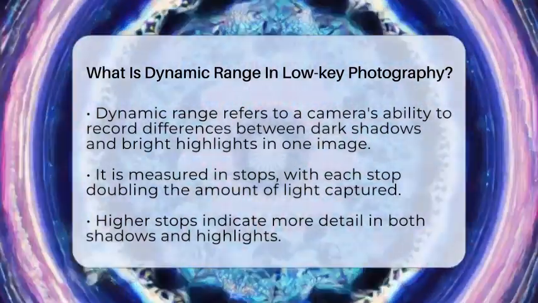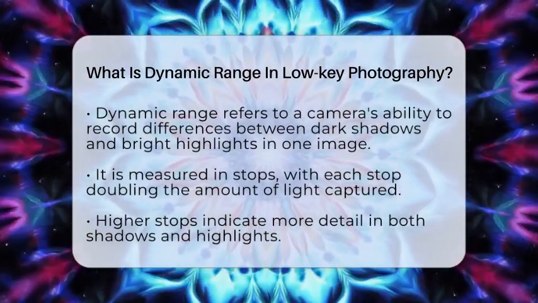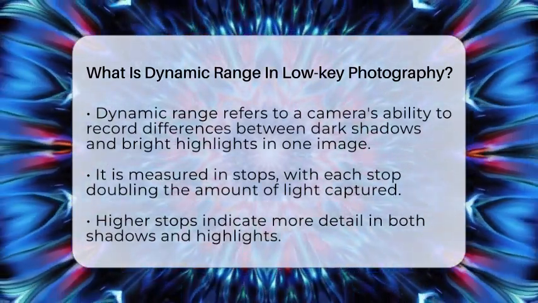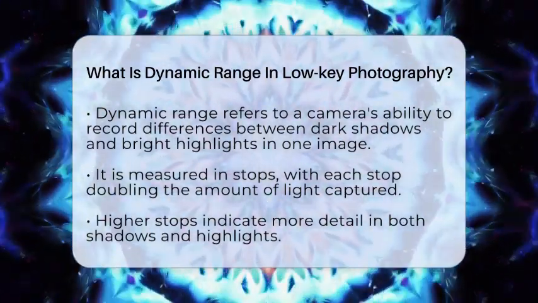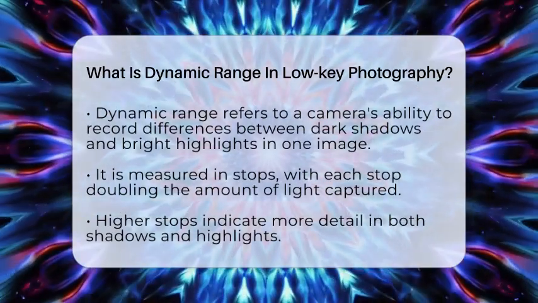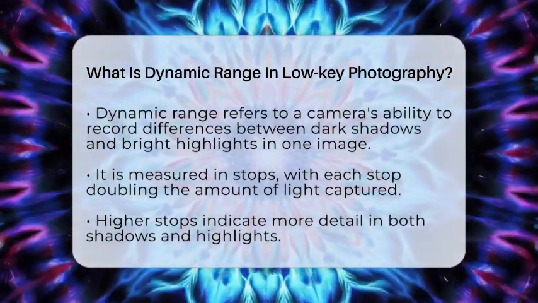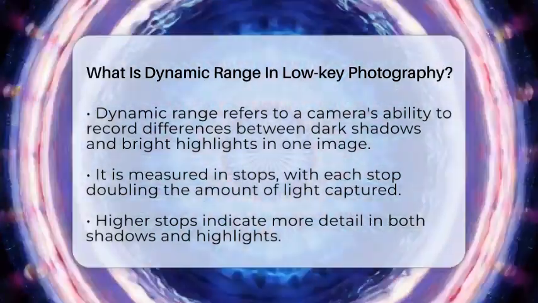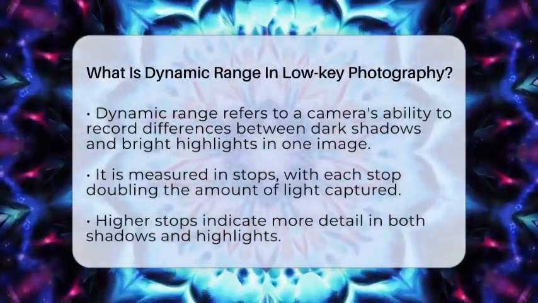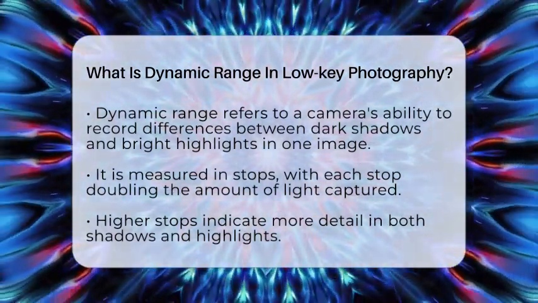Dynamic range in photography is the ability of a camera to record the difference between the darkest shadows and the brightest highlights in one image. It's measured in stops, with each stop representing a doubling of the light captured. The higher the number of stops, the more detail your camera can record in both shadows and highlights.